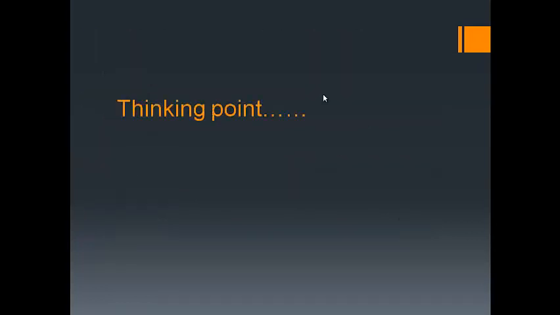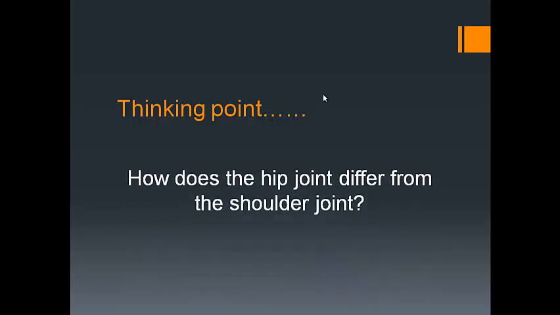Okay, so we're going to stop for a second at a thinking point. And I want you guys to just think for a minute about how the hip joint and the shoulder joint differ. Because if you think about it, the general arrangement is the same. You've got a joint that attaches the limb to the axial skeleton, okay, and it suspends the limb from that part of the skeleton. So the shoulder suspends the upper limb, the hip joint suspends the lower limb. So how are the two different from each other?